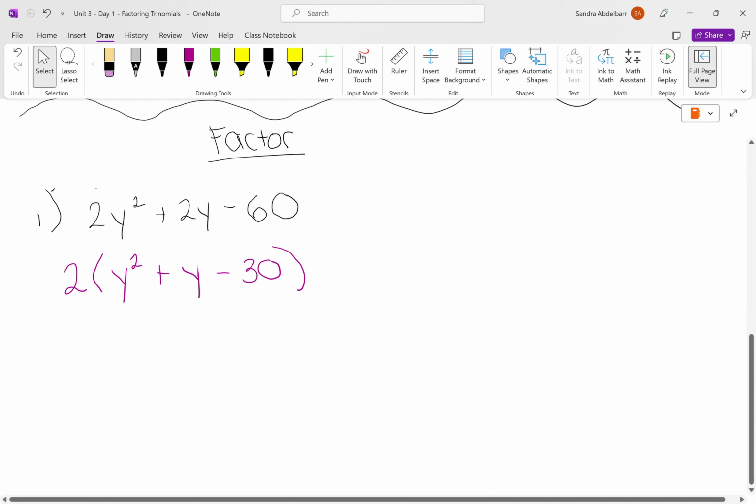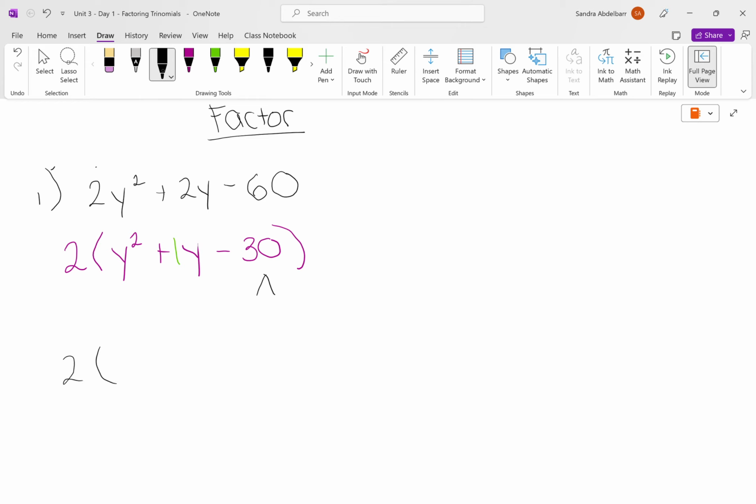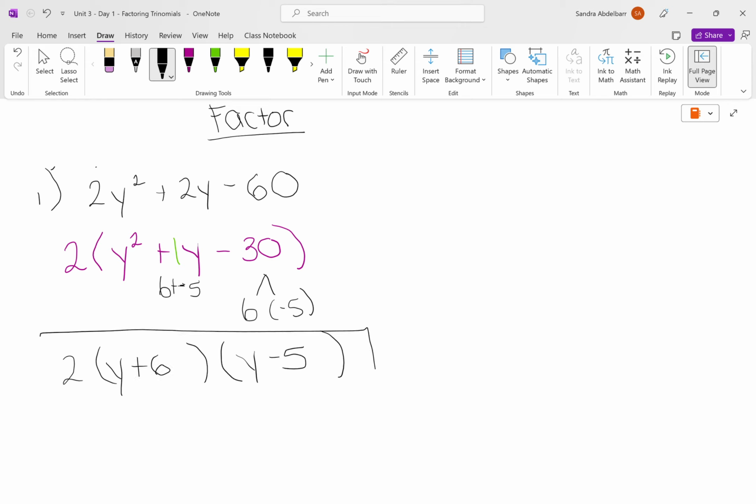So now that we've pulled out that GCF, we are looking for factors of negative 30 that add to a positive 1. Who thinks they know? Factors of negative 30 that add to a positive 1. Anthony, right? Yeah, 6 and negative 5. You got it. Positive 6 times a negative 5 is a negative 30. Positive 6 plus a negative 5 is positive 1. So now we are y plus 6, y minus 5.